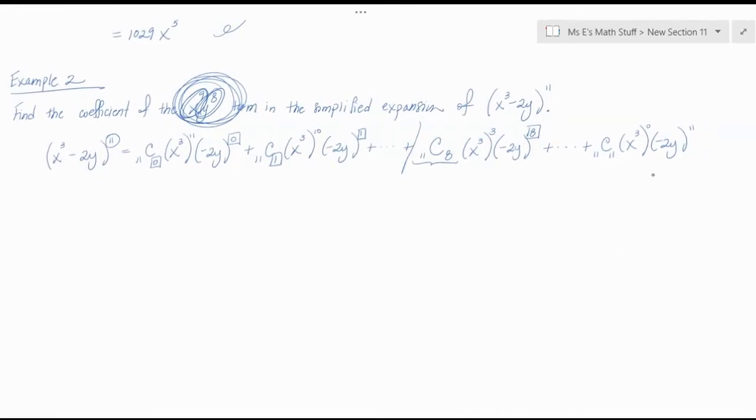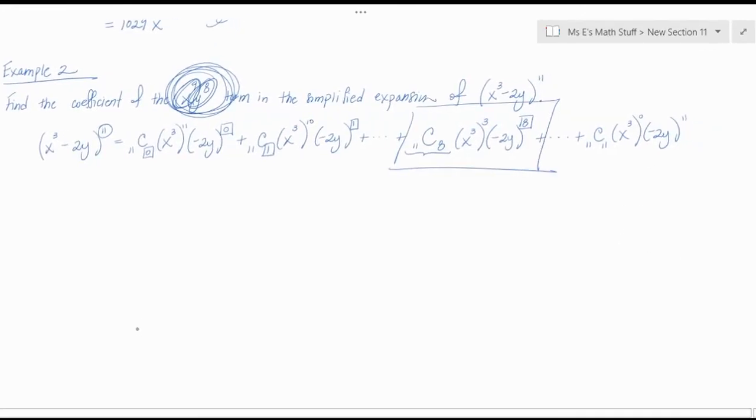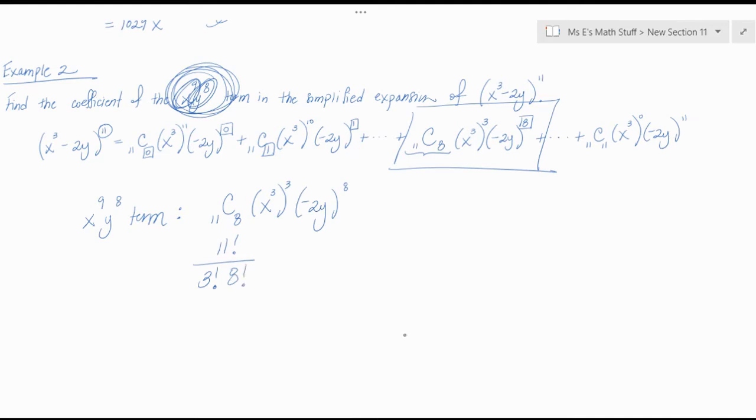But really what we care about is this one. The x to the 9th, y to the 8th term would have been 11 combination 8 times x cubed times negative 2y to the 8th. Now if I simplify it, 11 combination 8 would be 11 factorial divided by 11 minus 8, which is 3 factorial, and then 8 factorial. This would be x to the 9th, and then negative 2 to the 8th, times y to the 8th on it.